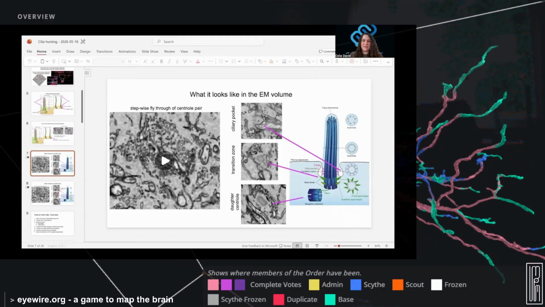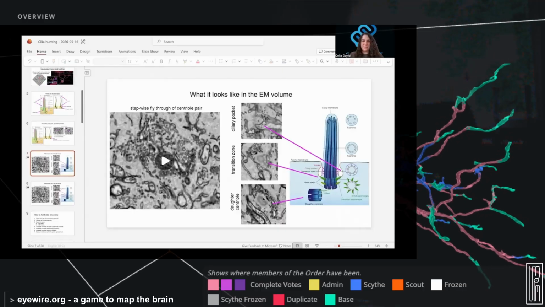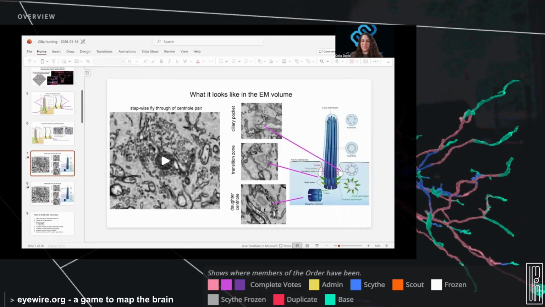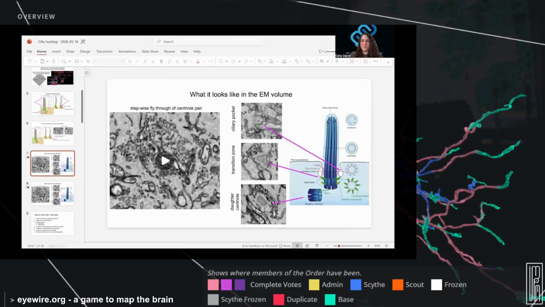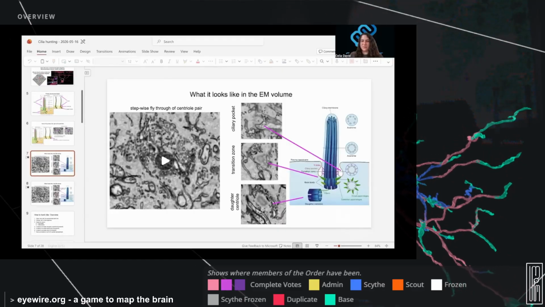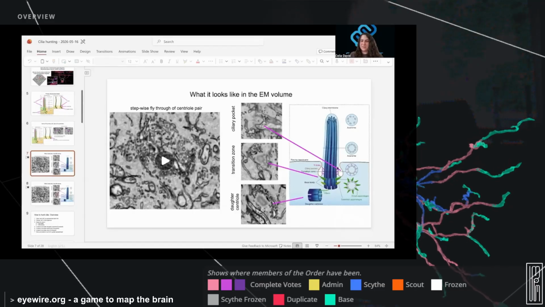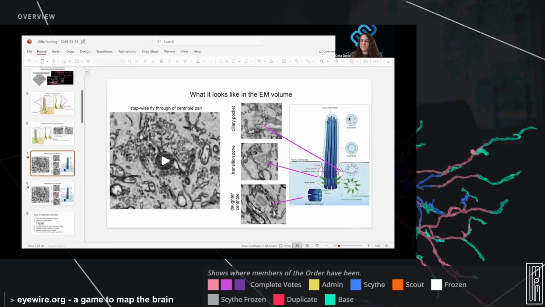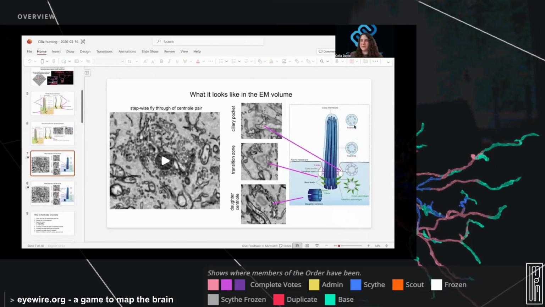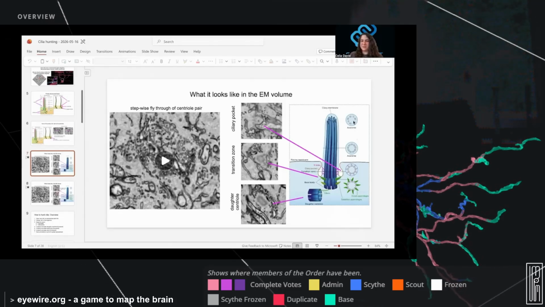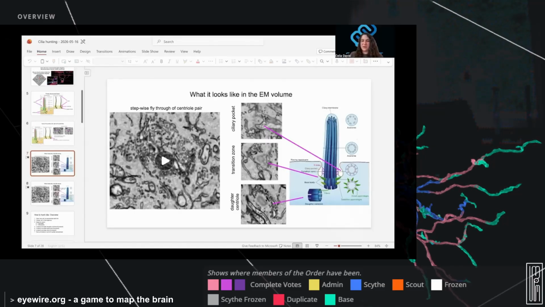And then in the EM itself, you're going to be looking for these kind of blurry circle or oval structures. You can see them like a cross section in this diagram. That's basically what you're looking at over here. And so that's something that you're going to be looking for to be able to find these.